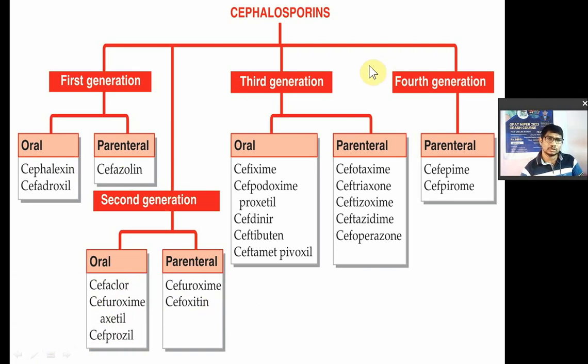Now third generation cephalosporins, in that again you have oral and parenteral. तो थर्ड जनरेशन में क्या आएगा? सेफिक्सिम, सेफपोडोक्सिम, सेफडिनिर, देन सेफ्टिब्यूटेन, देन सेफ्टामेट पिवोक्सिल, सेफोटैक्सिम, सेफ्ट्रिएक्सोन, सेफ्टिजोक्सिम, then ceftazidime and cefoperazone. So out of that, ceftriaxone is a drug of choice in case of typhoid. You have to remember this.